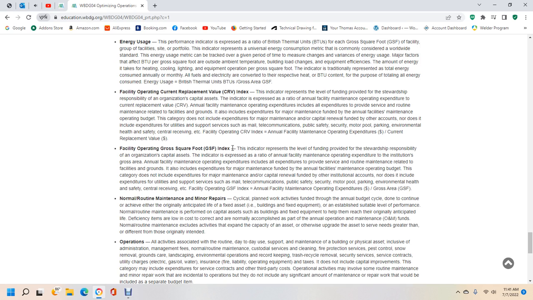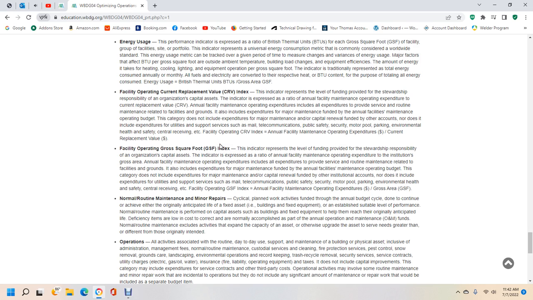The category does not include the expenditures for major maintenance in the capital renewal fund or other accounts, nor does it include the expenditures of utilities such as services of mail, technology, telecommunication, public safety, security, motor pool, parking, environmental health, safety, central receiving, etc. Facility operating with the current replacement value index equals annual facility maintenance operation expenditure over current replacement value.